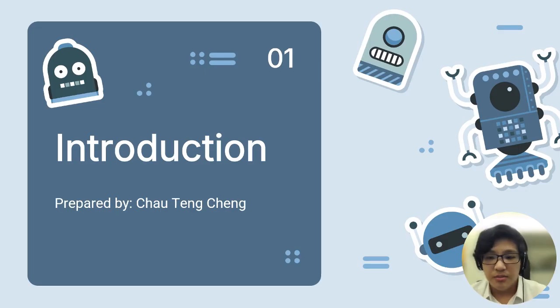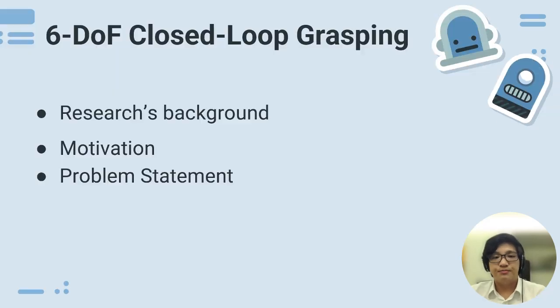Thank you, Suxiang. My name is Chao Ting Cheng, and I will continue with the next part. Imagine picking up a fragile glass without breaking it, or carefully grasping an irregular object like a plush toy. This task seems effortless to us, but for robots, it poses a significant challenge.